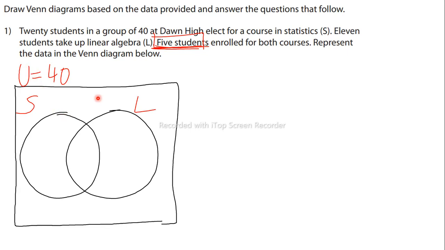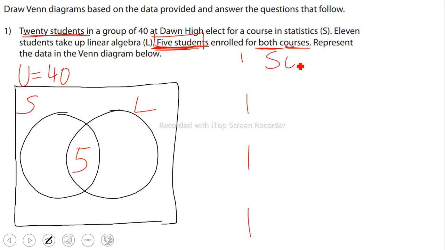So we know that 5 students enroll in both courses. So where are we going to put the 5? Where they intersect, in the middle. So 5 is going to go here because they say 5 students enrolled in both courses. But we know 20 from that group. So let's figure it out.